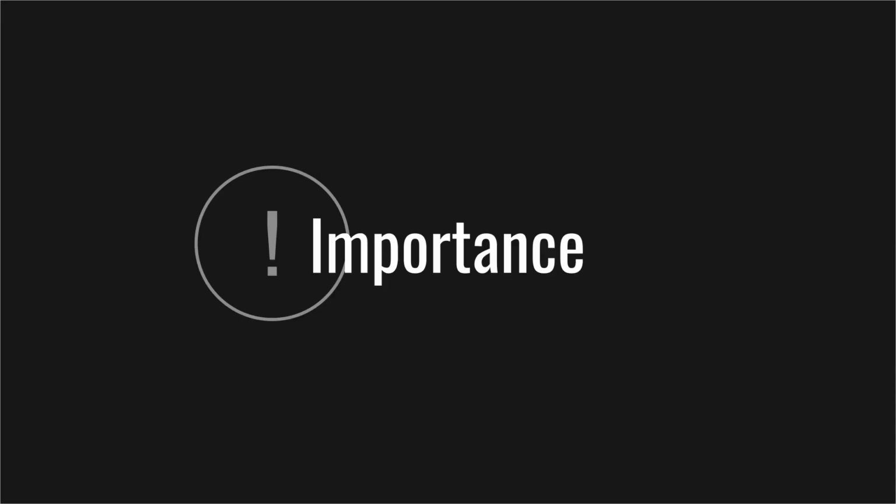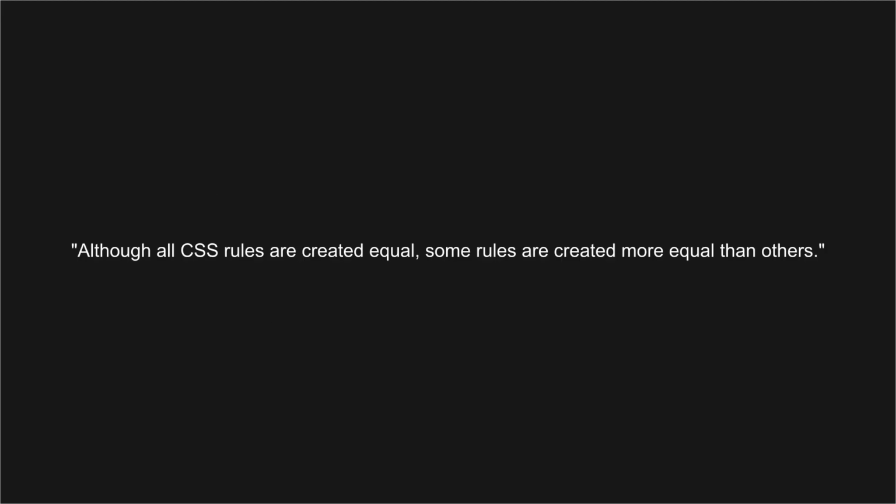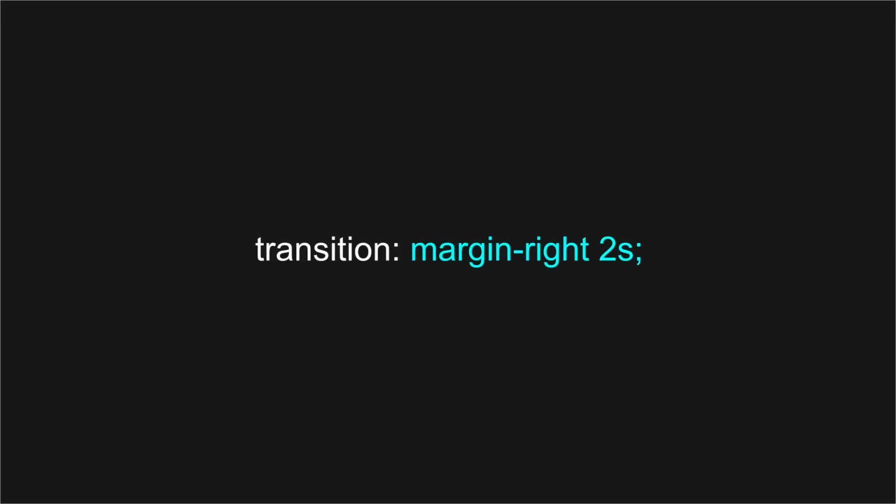The final leg of the cascade algorithm is importance. Although all CSS rules are created equal, some rules are created more equal than others. For example, the transition rules. Transitions have to take place first because they could reveal or hide content. So transition rules are generally first preferred over other rule types.